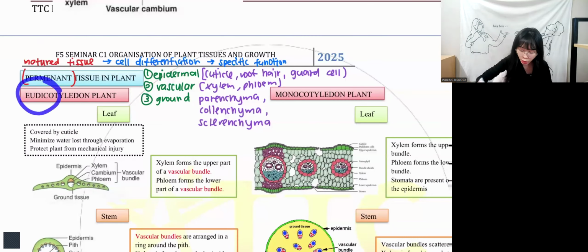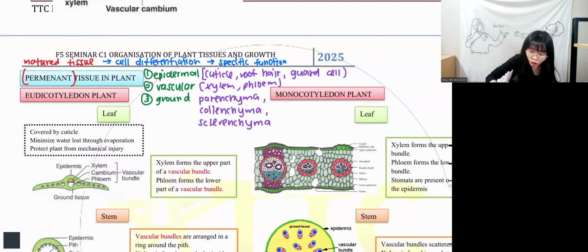We have Dicot and also monocot. So what does Di mean? Di comes from the word die. So some books, they will write dicot. So dicot and Dicot, they are the same thing actually. It's depending on which one that you see in the question.